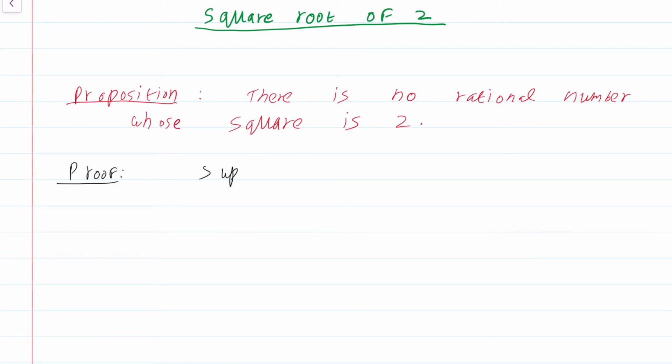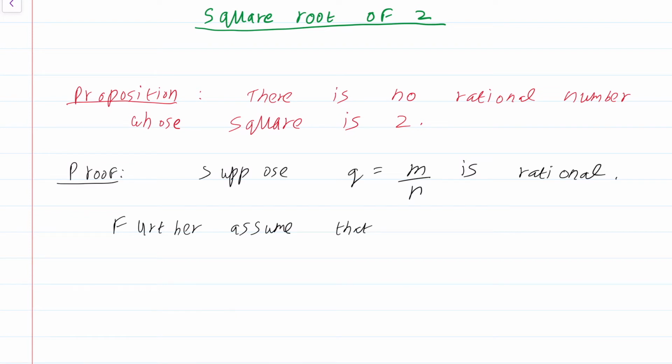Suppose q equal to m by n is rational. Okay? Further assume that m and n have no common factors. Well, we can assume that simply because if there is a common factor between m and n, I just cancel it out. I can get rid of all the common factors and put q in its lowest form.